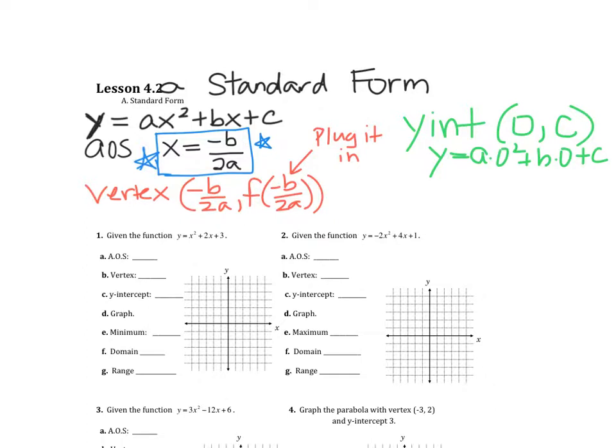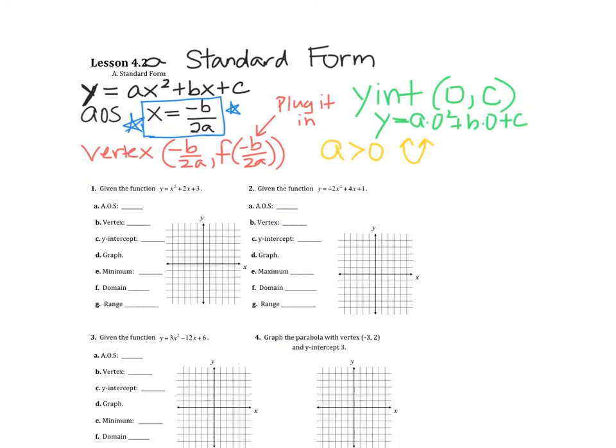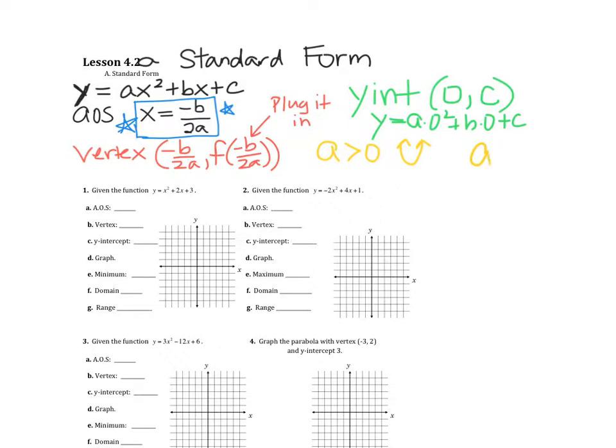All right. Also, last thing, if a is positive, your parabola will open up just like in vertex form. That a from standard form is the same a as vertex form. So actually the only thing that they have in common. And then if a is less than 0, your parabola is going to open down.